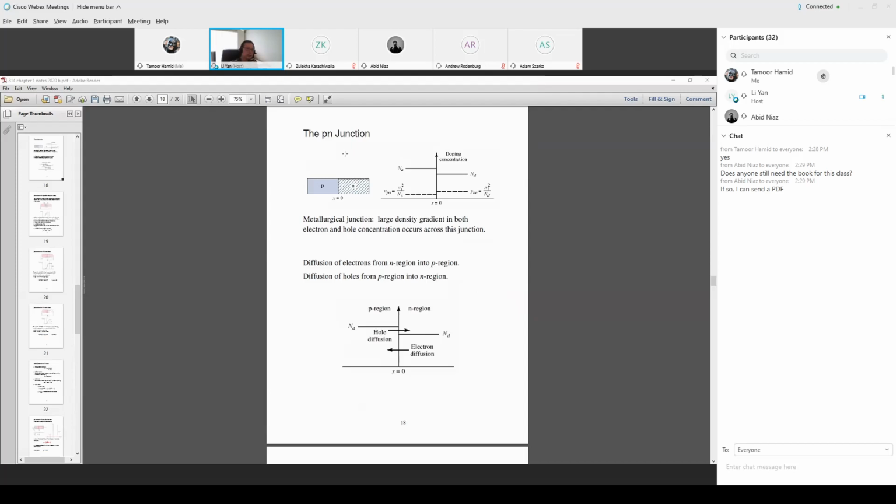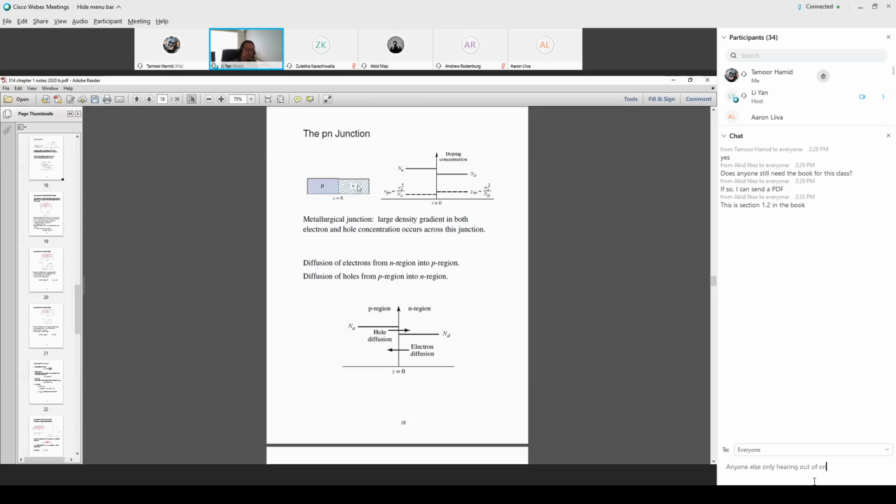We talked about the first electronic semiconductor device, the PN junction. Material structure-wise, it's two regions of material. One region is the p-doped region, another region is the n-doped region. P region, n region. We name this interface x equals 0, spatially.